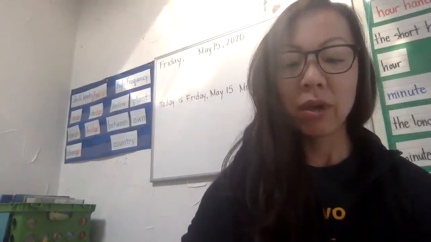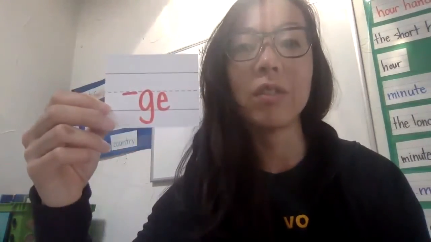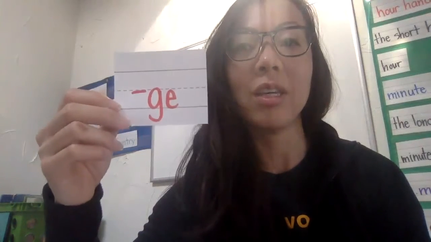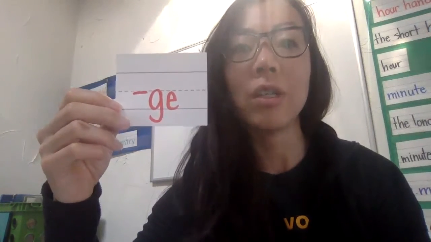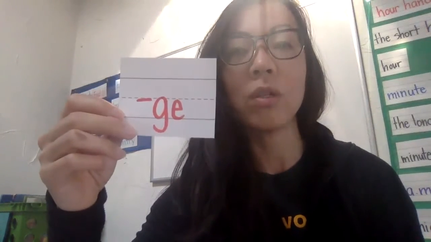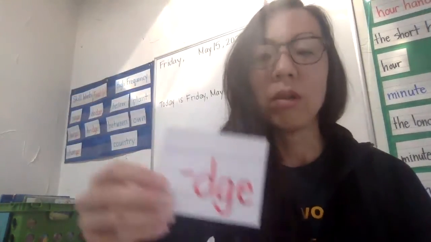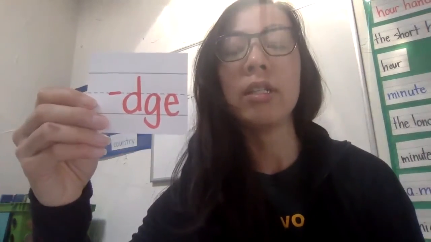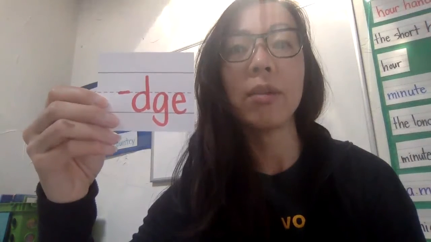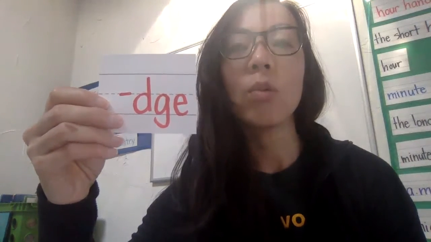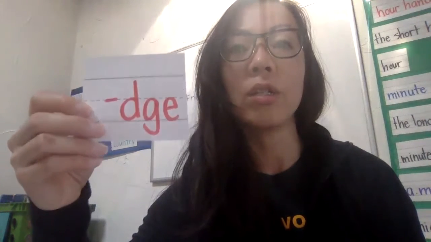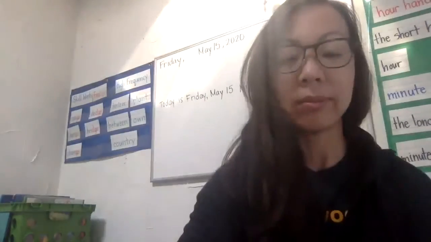And we also know that we can end words with a soft G. When they end in a GE, we know that they're going to say J, like in the word huge or damage or sponge. It could also end in DGE to make that soft G sound. Words like fridge or dodge or badge end with the DGE.